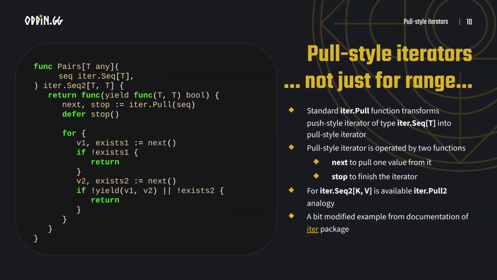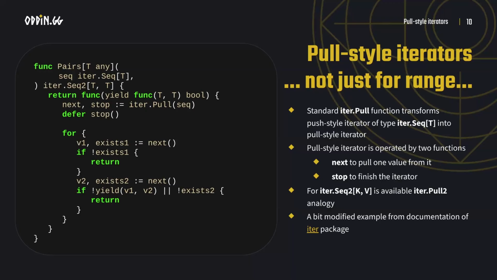I told you we also have a second style of iterators, so-called pull iterators, and this is an example. I stole it from the standard iter package, it's just an example from there. I just modified it a little bit so it fits here on the slide. You can see we take some iterator, which is the original one, and call iter.Pull. This iter.Pull transforms the original iterator into the pull style.